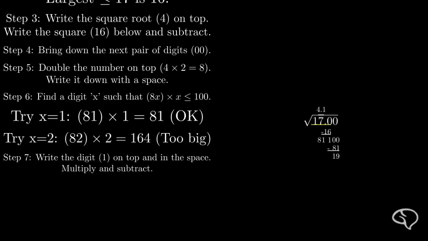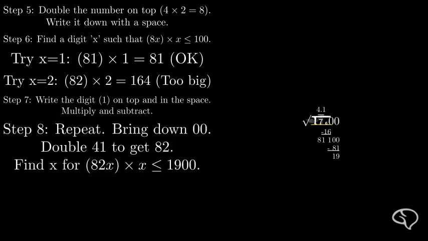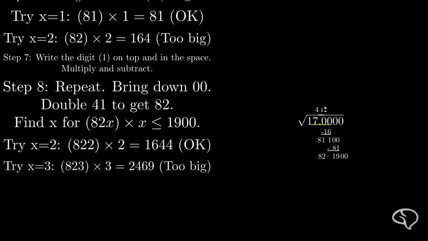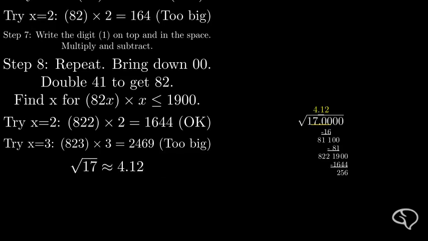We can continue this process to get more decimal places. Let's do one more step. Bring down another pair of zeros. Double the number on top, 41, to get 82. Find a digit, x, such that 82x times x is less than or equal to 1900. After some trial and error, we find that 2 works. 822 times 2 is 1644. We write 2 on top and in the space, subtract, and get a remainder of 256. So we found that the square root of 17 is approximately 4.12. This method allows us to find the square root to any desired level of precision.